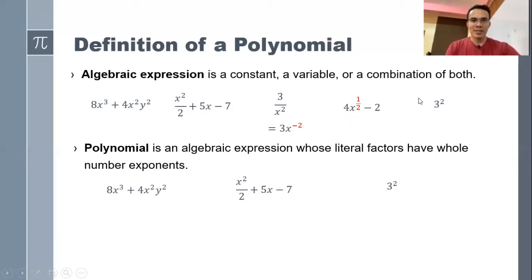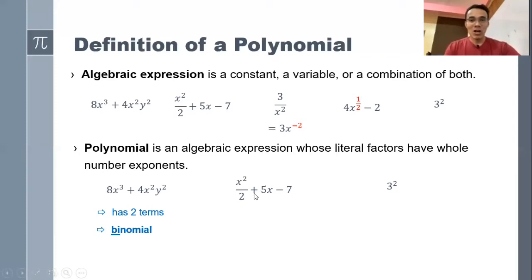All right. Let's go back to the first polynomial, 8x cubed plus 4x squared y squared. This expression has two terms. What are the terms? 8x cubed, 4x squared y squared. If a given polynomial has exactly two terms, then that polynomial is said to be binomial. It's from the prefix bi, which means two.